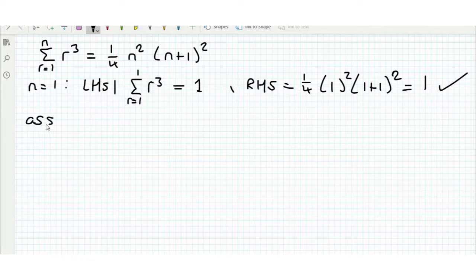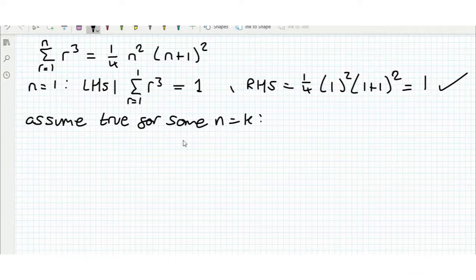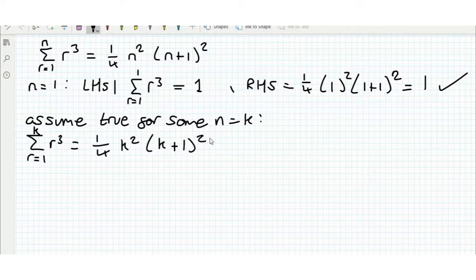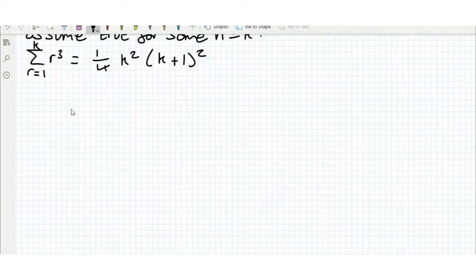Now we're going to assume it is true for some n equal to k. If this assumption is true, then the sum from r equals 1 to k of r cubed is equal to 1/4 k squared times k plus 1 squared. Alright, so that's our assumption.